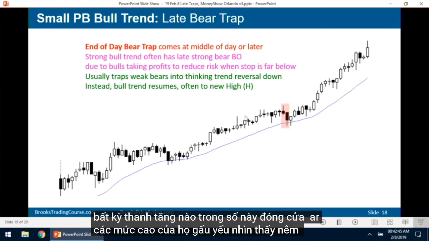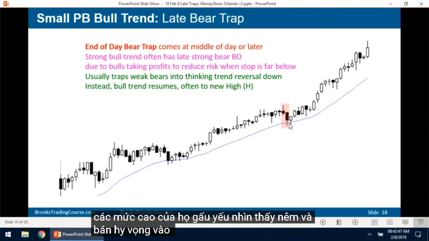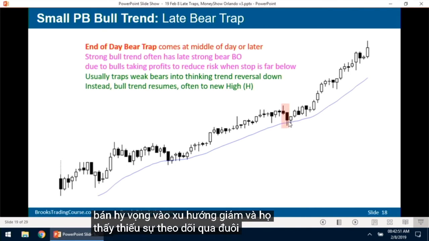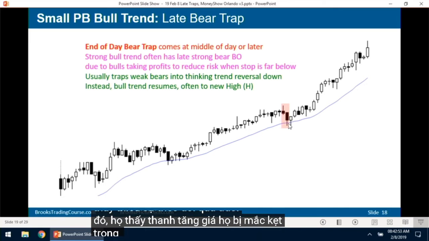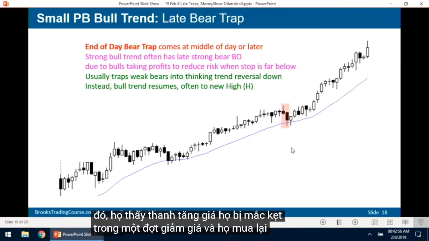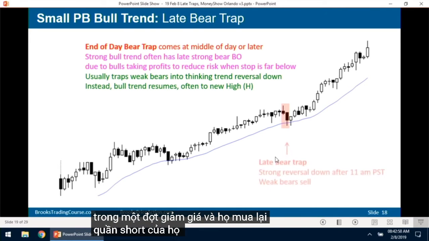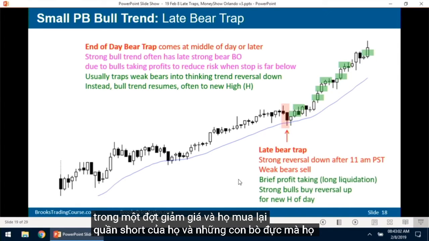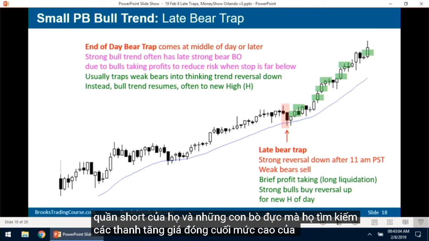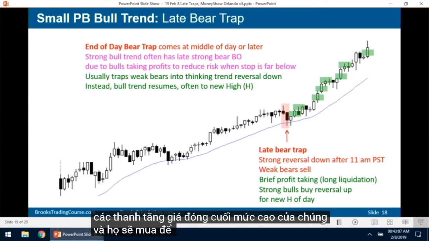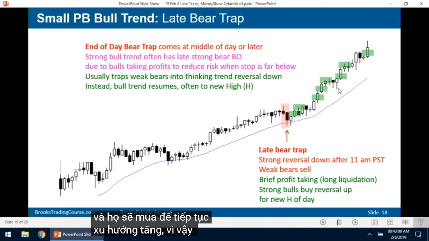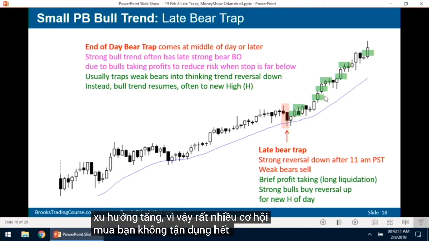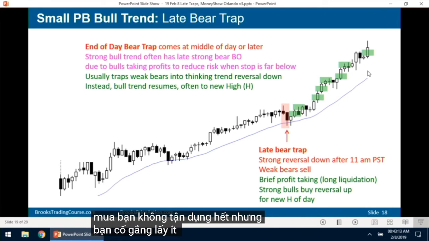Weak bears see the wedge and sell, hoping for a bear trend, and they see the lack of follow-through of that tail, they see the bull bar, they get trapped into a losing short, and they buy back their shorts. And the bulls, they look for bull bars closing near their highs, and they'll buy for a resumption of the bull trend. So lots of opportunities to buy. You don't take every one of them, but you try to take at least one for a resumption of the bull trend.